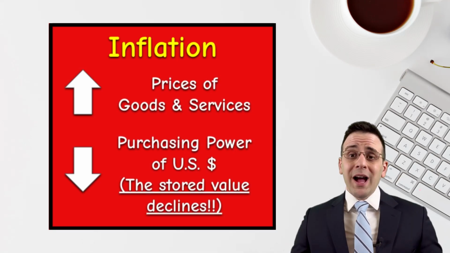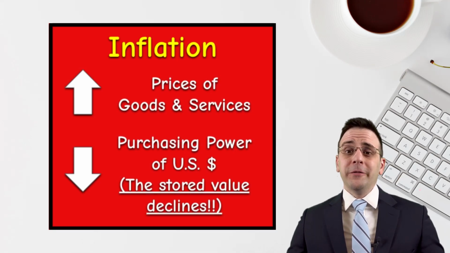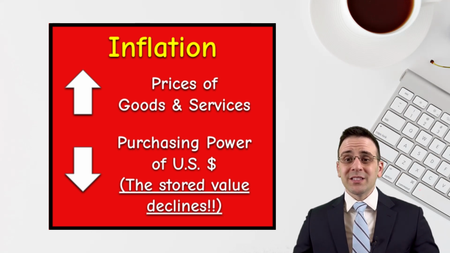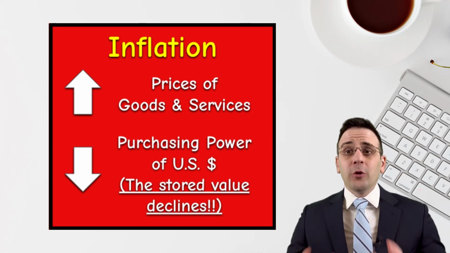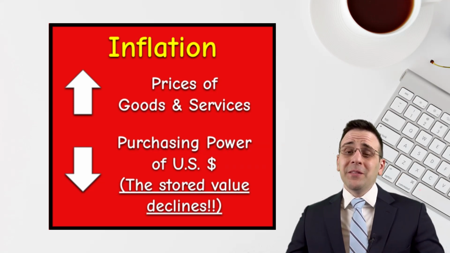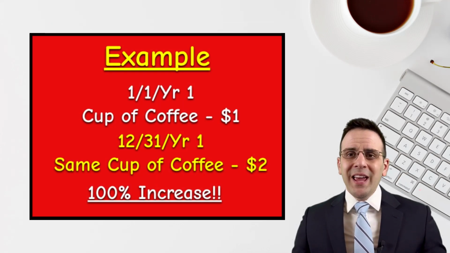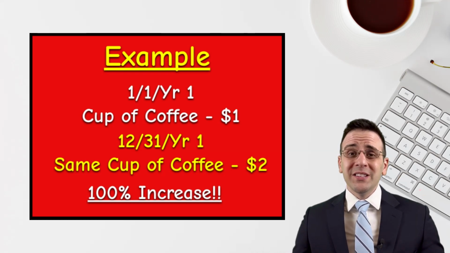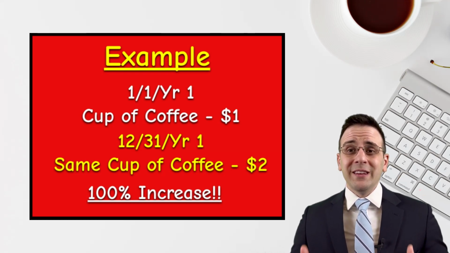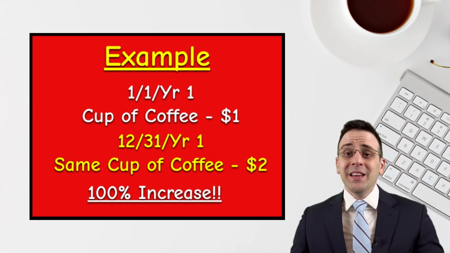When prices rise, the purchasing power of the US dollar decreases. Think of buying a cup of coffee for $1 in January, and then by December, that same cup of coffee is $2. In this simple example, coffee prices increased by a 100% inflation rate. That is to say, the price doubled. The power of your money just declined. As you can see, inflation eats away at the value of our money.